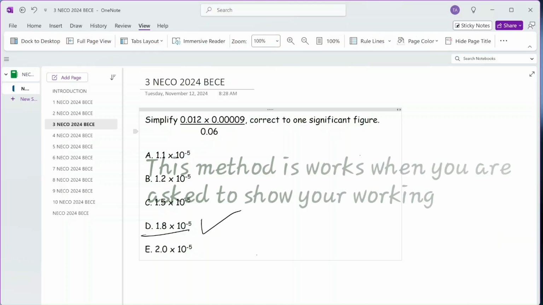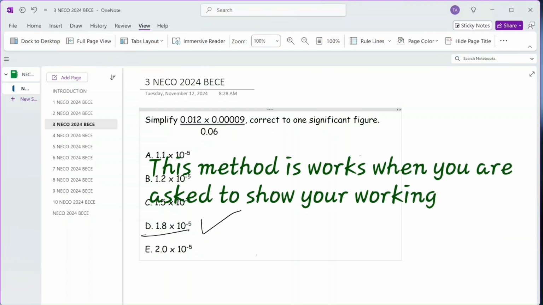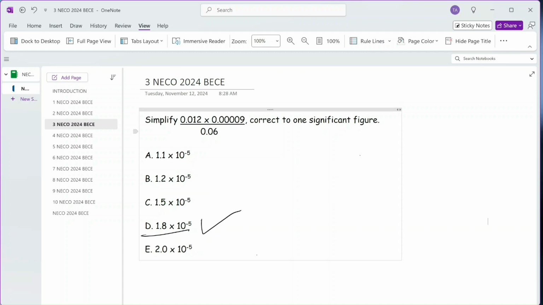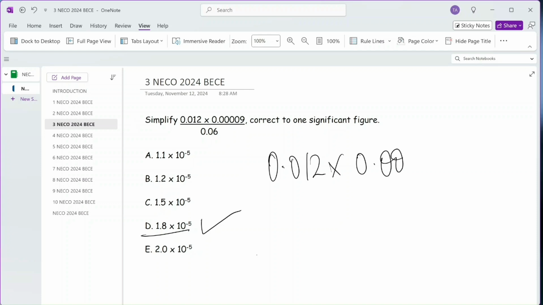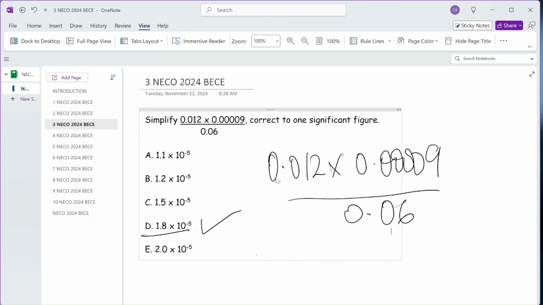Let's assume we're not allowed to use the calculator to solve this question. We can still solve it either way. Now we have 0.012 times 0.00009 over 0.06. It's best we convert this beyond the standard form. That means we have to make it whole numbers. Like this 12 should be a whole number.